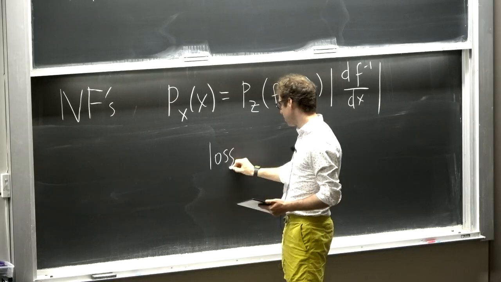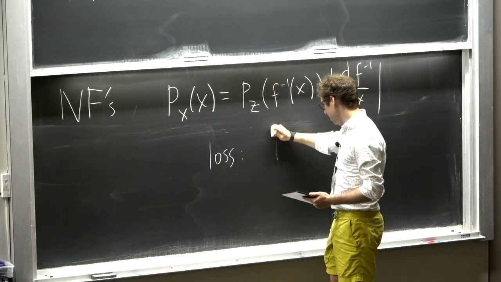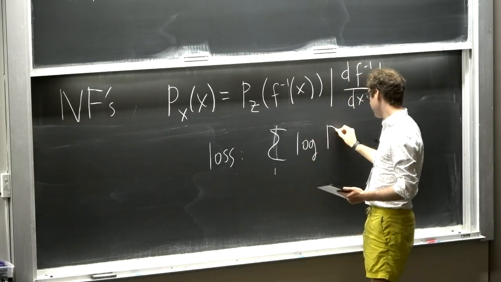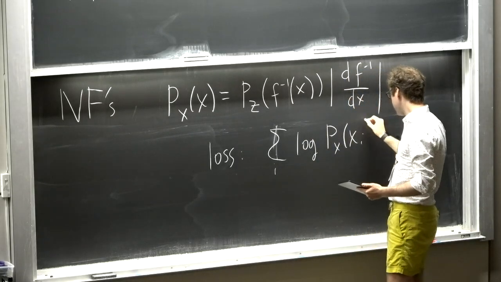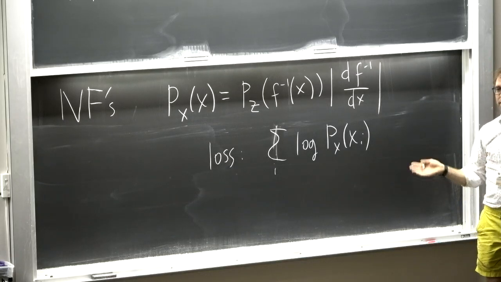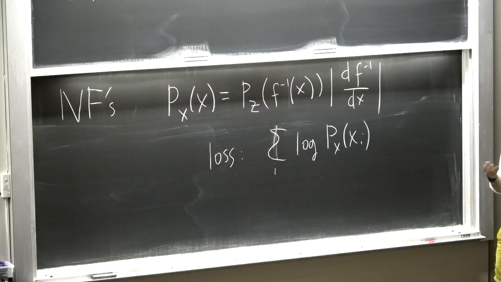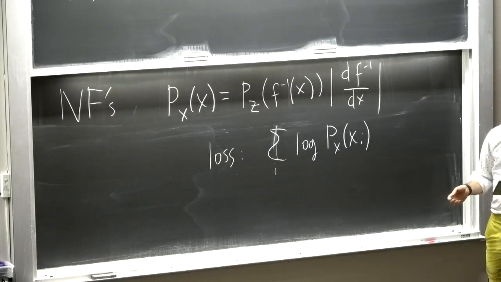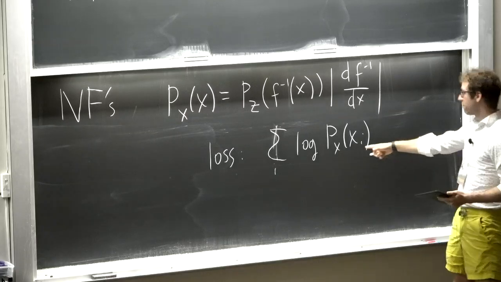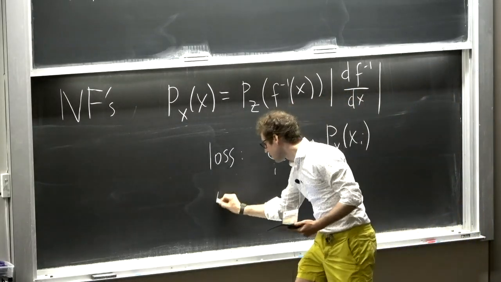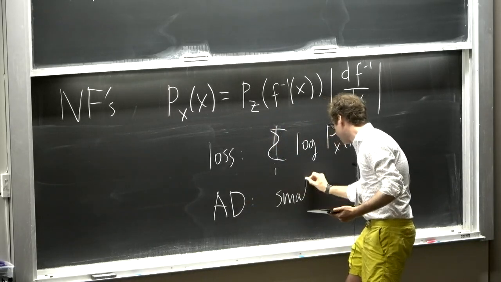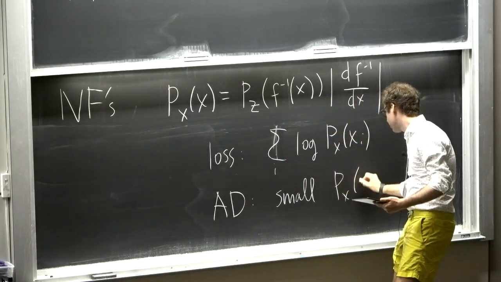So the loss is, because I have the explicit likelihood, I can just compute the log likelihood of the data and find the model that maximizes the likelihood or minimizes the minus log likelihood. And then, because I have a direct estimate of likelihood, the anomaly detection is to look for small values of the likelihood.